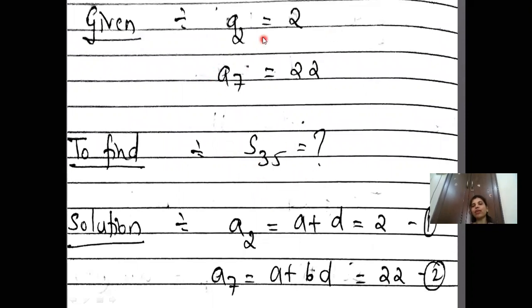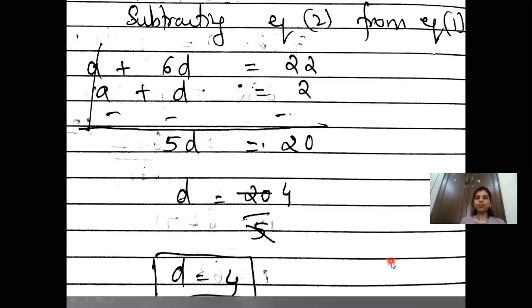So you know that whenever such type of questions we have done before also, so we have to frame two equations and then we have to find the value of A and D, and that is how we'll be getting the value of S35. So A2 will be written as A plus D is equal to 2. A7 will be written as A plus 6D is equal to 22.